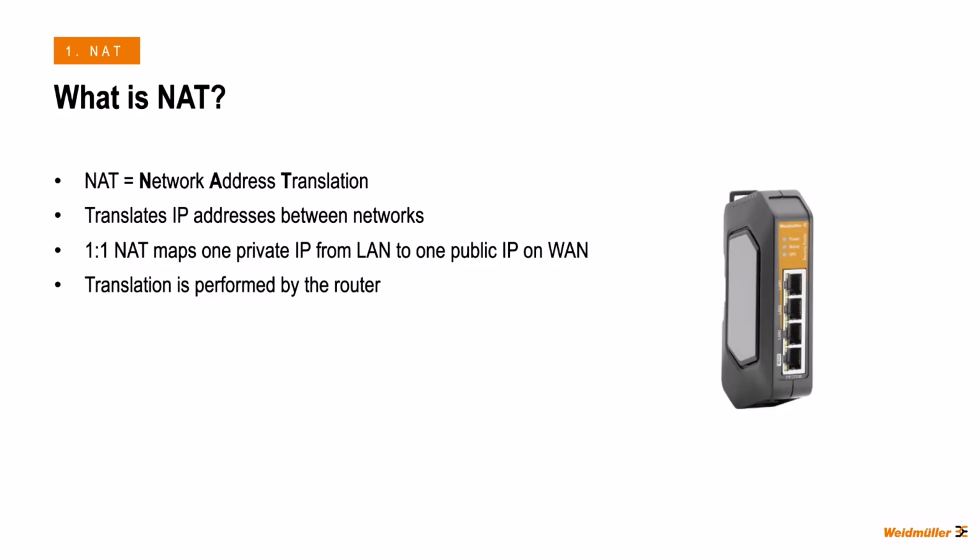NAT stands for Network Address Translation. It is a networking feature that allows a router to translate one IP address into another. In this example, we are using one-to-one NAT. This means that each private IP address in the LAN network is mapped directly to a corresponding public IP address. The router performs the translation automatically whenever communication passes through it.